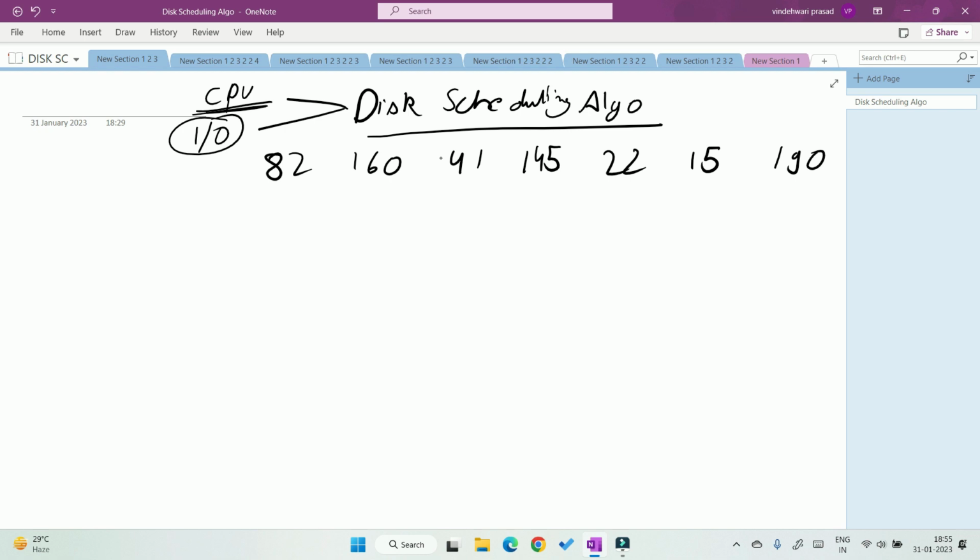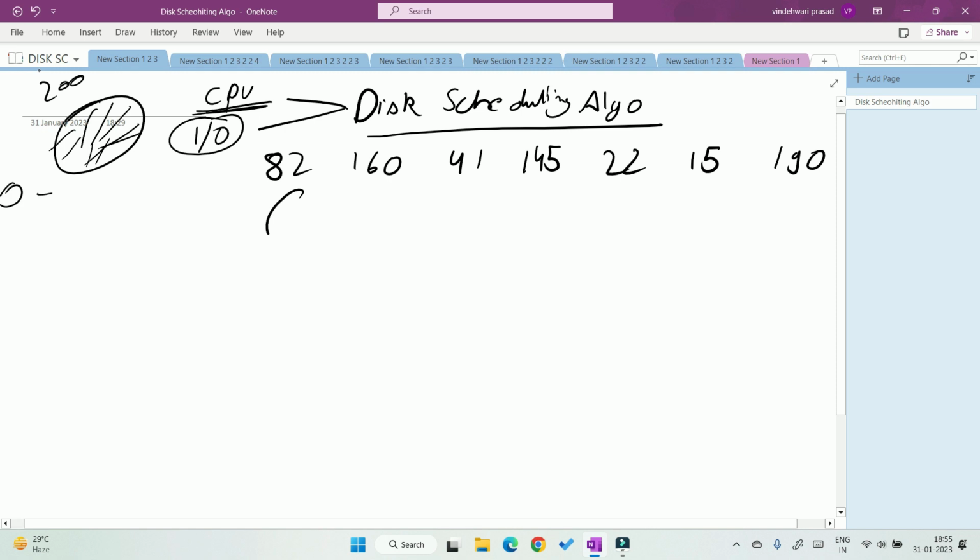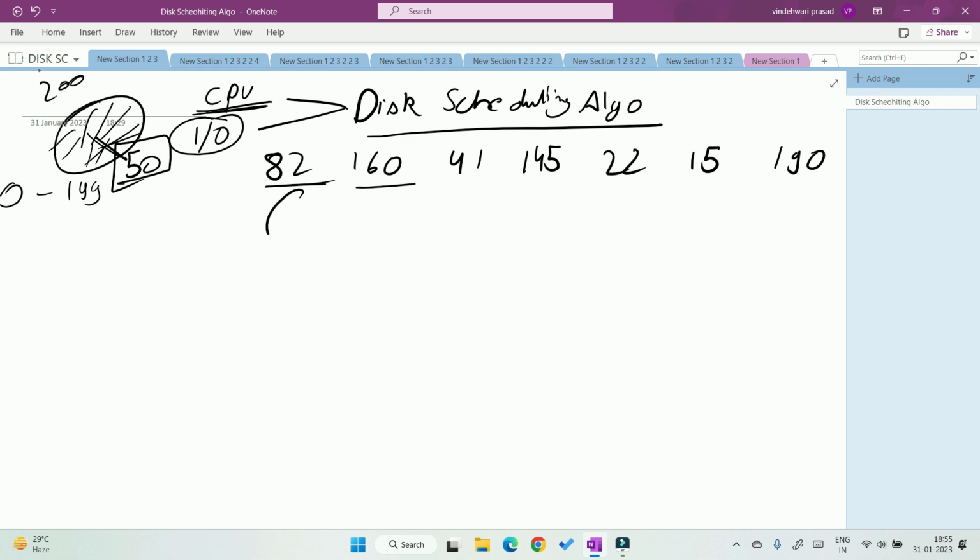your disk is divided into tracks, different tracks. Suppose there are 200 tracks, so it starts from 0 to 199. Now suppose your read and write head is currently present at 50. Now for any process or IO there will be tracks to read, present at 82, 166, 160, 41, 145, 22, 15 and 190.